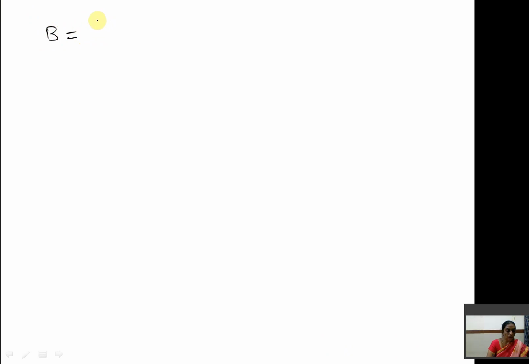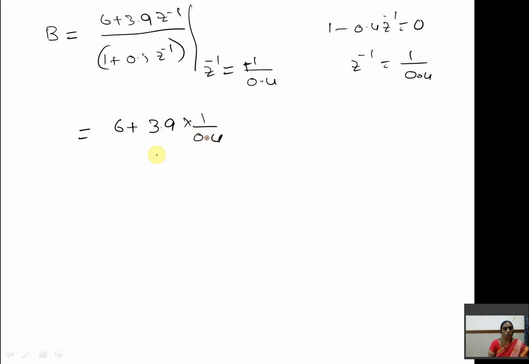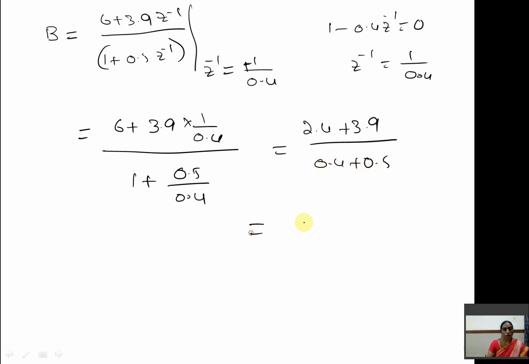So B means here same thing. Take this one, 6 plus 3.9 z inverse divided by 1 plus 0.5 z inverse into 1 minus 0.4 z inverse, that is multiplied by 1 minus 0.4 z inverse. These two get cancelled. Now here place z inverse equal to 1 by 0.4 from this equation. So substitute 6 plus 3.9 into this one divided by 1 plus 0.5 divided by 0.4. That means 2.4 plus 3.9 divided by 0.4 plus 0.5. So that is equal to 7. So A is equal to minus 1, B is equal to 7.